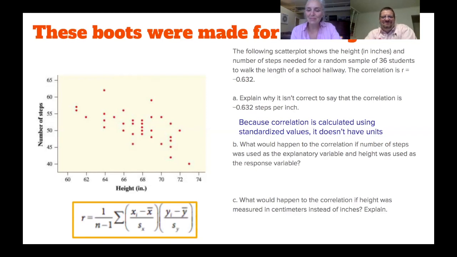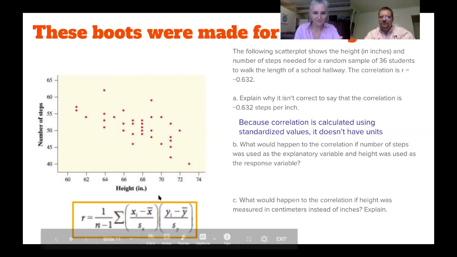B says, what would happen to the correlation if number of steps was used as the explanatory variable and height was used as the response? So what would happen if we switched what's on the X and the Y? You'd still kind of have the same relationship. You just have the values interchanged.